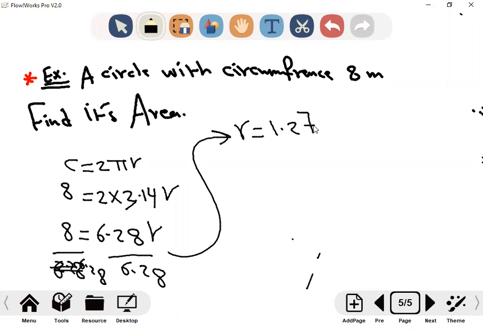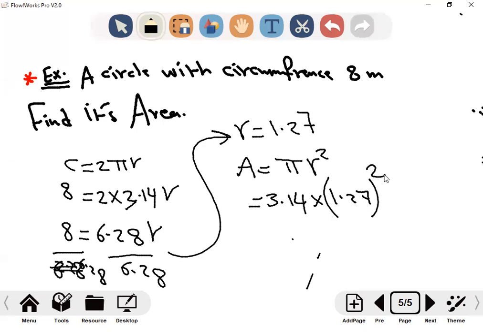Now we will use the radius to find the area. Now what's the formula of the area? Pi r squared. If I start with the formula without doing this step, I don't have the radius, so I cannot find the area, right? Now just replace the pi with 3.14 and the radius by the number which we found here, 1.27, and don't forget that the radius has power 2. Get it? Use your calculator, you will find the answer.